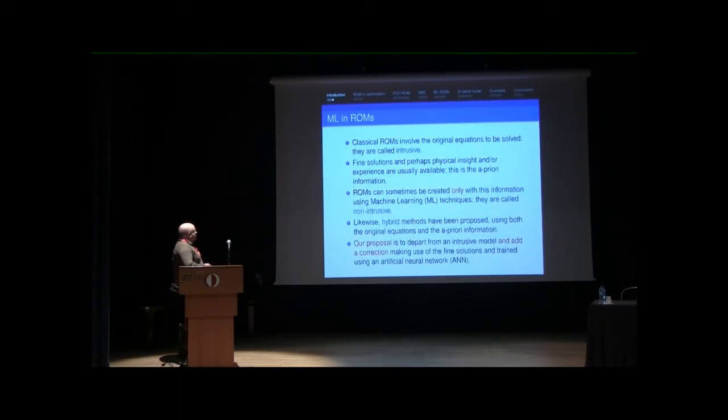So what's the role played by machine learning in reduced order modeling? In general, classically, I would say, reduced order models involve the original equations to be solved. That means that they are constructed from the original equations. We will see how. Typically from the Galerkin projection or also from other projections. But typically you start from the equations you want to solve, you project them onto the reduced order space, and then you get the model. Those models are called intrusive, I don't know if it's a correct word or not, because they use the original equations you want to solve.